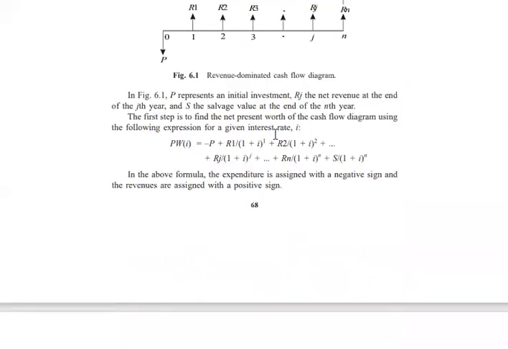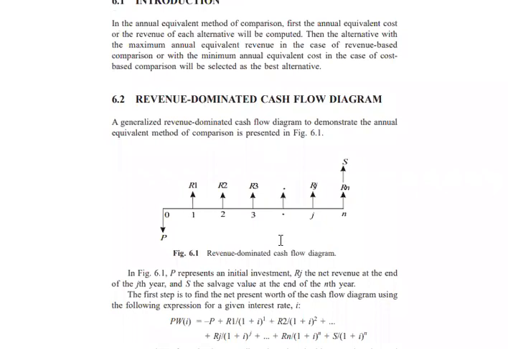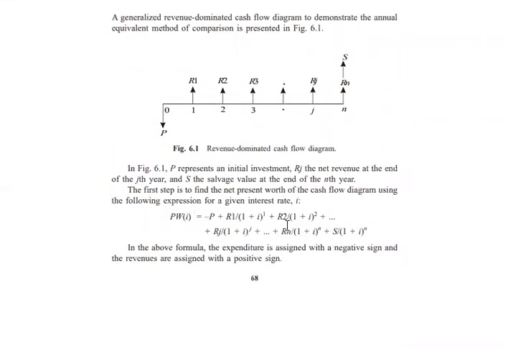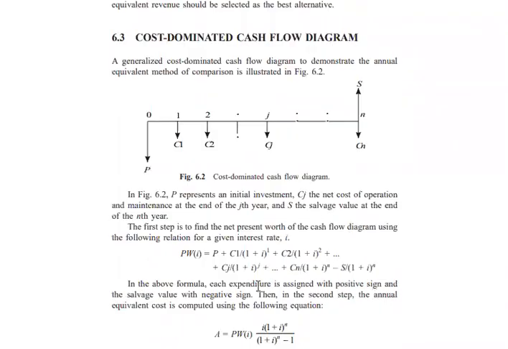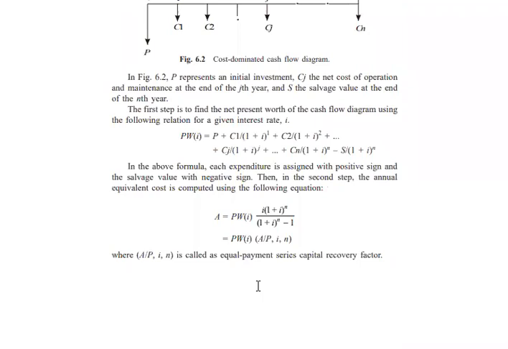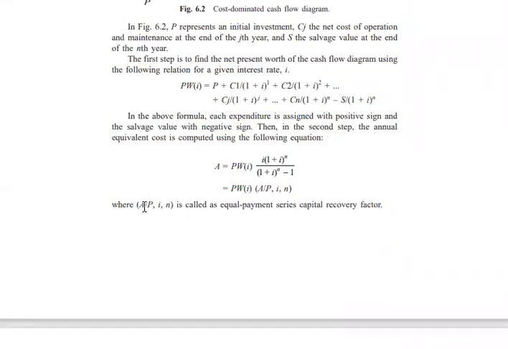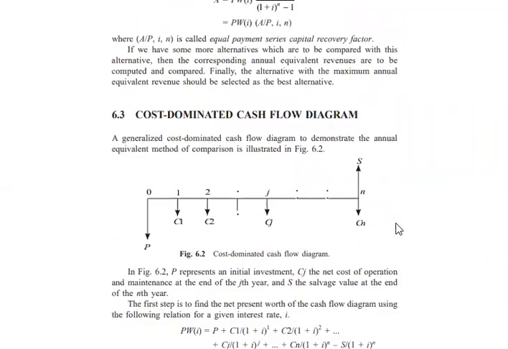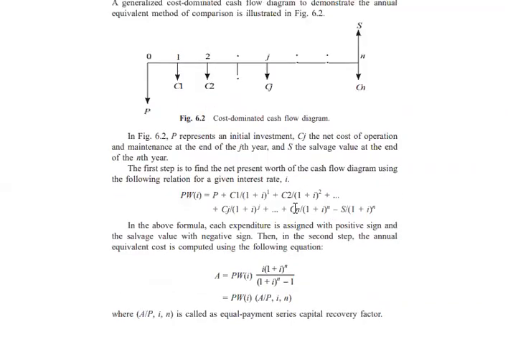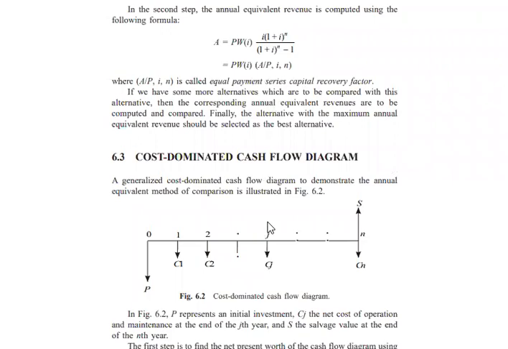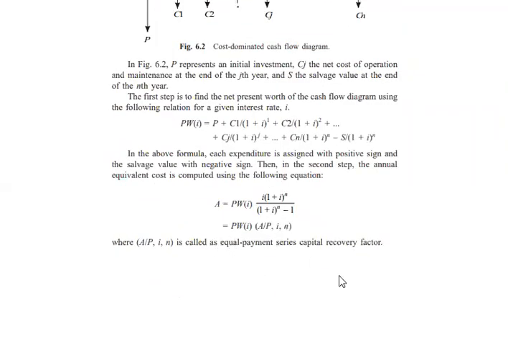So in the revenue dominated cash flow diagram, the expenditure is taken as negative, but in the cost dominated cash flow diagram, we have taken it as positive, right? Now, the same A by P, i, n factor is called the equal payment series capital recovery factor. Both are dealing with the equal payment series capital recovery factor.